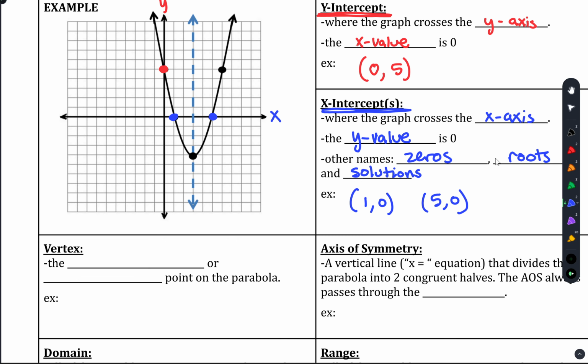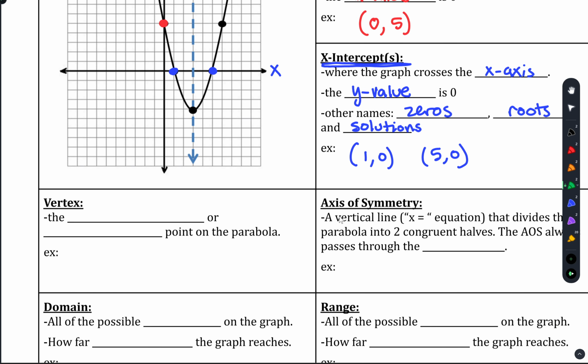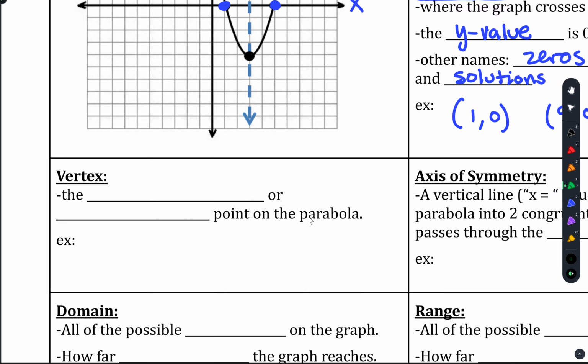Questions so far? Okay, the next one, this might be a new word for us. The vertex is either, in some cases, the highest, aka maximum point, or the lowest, aka the minimum point on a graph.